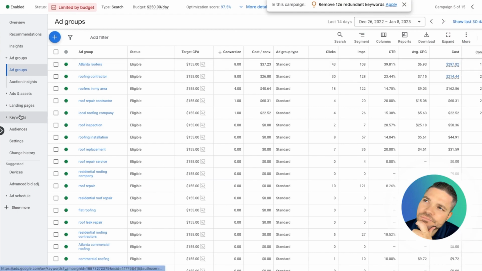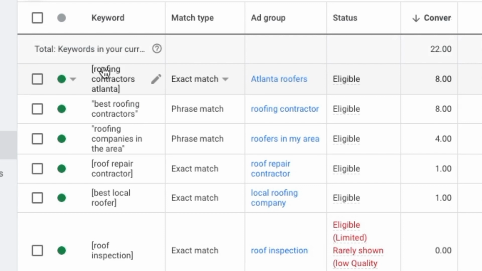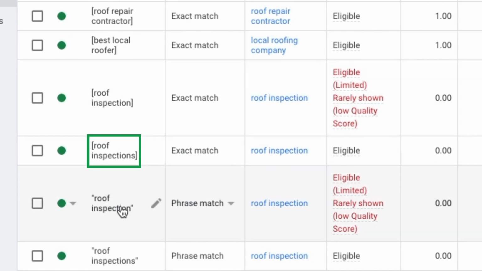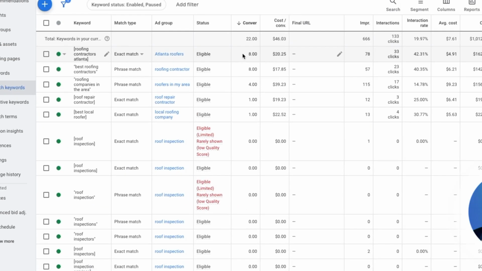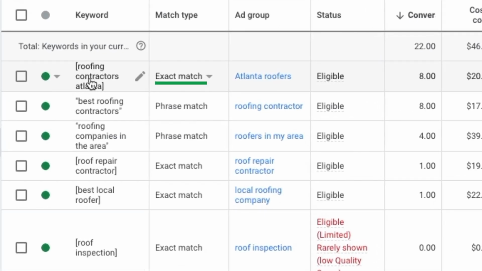Let's take a look at the keywords that we're using for this campaign. So we have both exact match and phrase match. So we have roofing contractors Atlanta, best roofing contractors, roofing companies in the area, roofing repair contractor, best local roofers, roof inspection, roof inspections. And then these up here are the ones that are driving the majority of the conversions here. So we have exact match and phrase match.